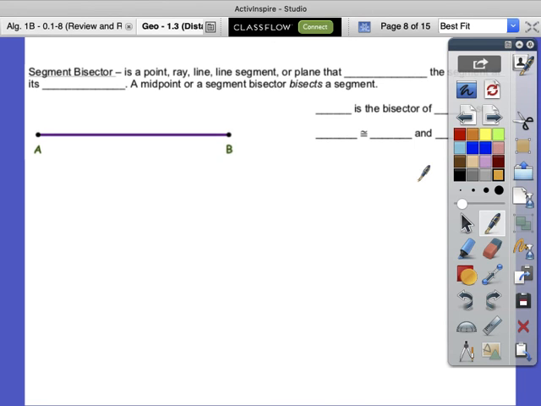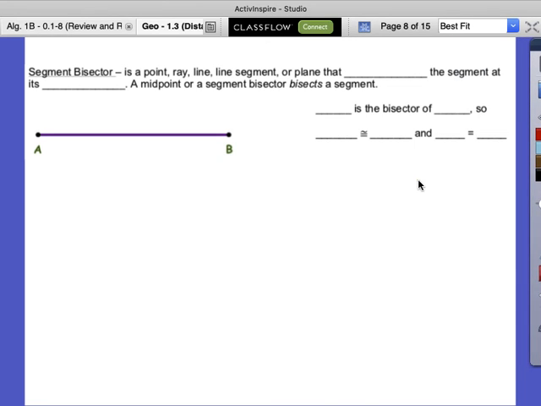Okay. Segment bisector. Bi means what? Two, right? Like bicycle. Okay. So bisector. Sector kind of looks like section. Two sections is what I want us to think of with bisect or bisector. So a segment bisector is a point, ray, line, segment, or plane, basically anything that we've learned so far, that intersects or cuts through or touches the segment at its midpoint.